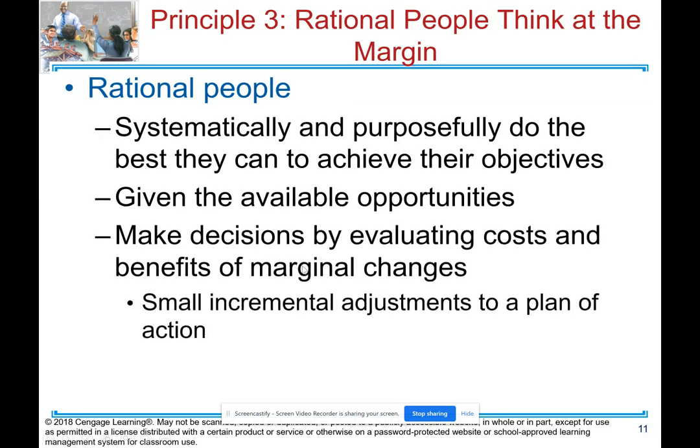Principle number three, rational people think at the margin. Rationality means people systematically and purposefully do the best they can to achieve their objectives. That is rational thinking. Given the available opportunities, make decisions by evaluating costs and benefits of marginal changes. Marginal means small, incremental adjustments to a plan of action. People think at the margin.